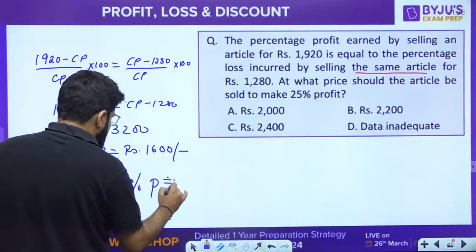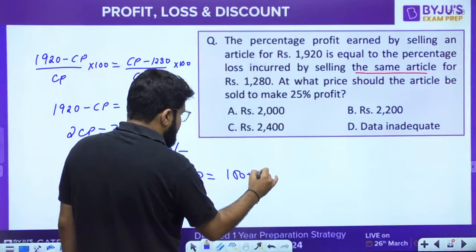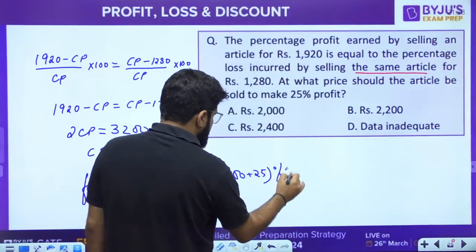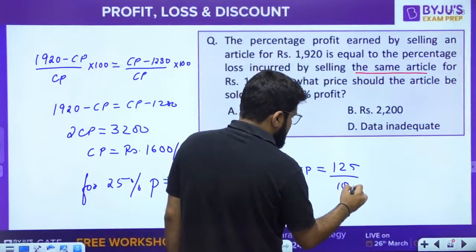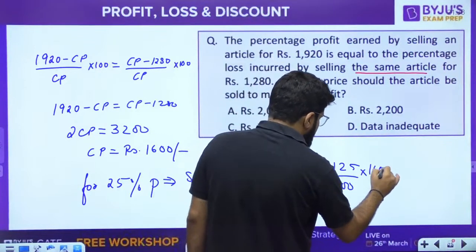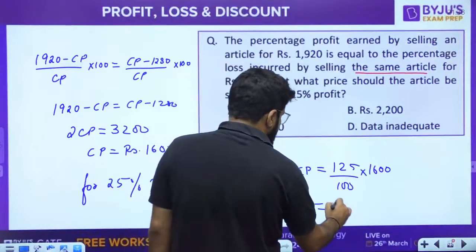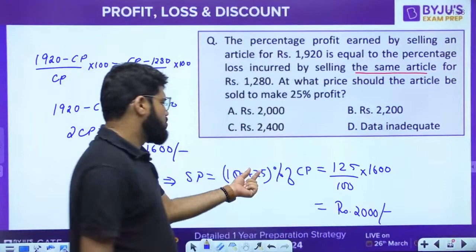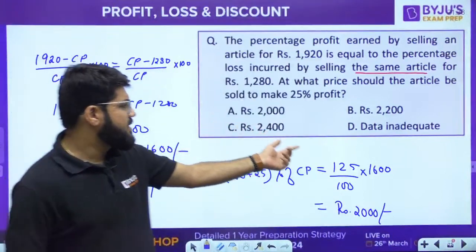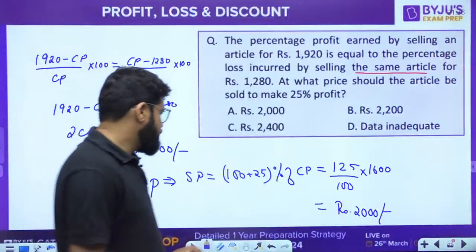For 25% profit, selling price should be 100 plus 25% of the cost price. That is 125%. 125 by 100 into 1600. 125 into 16, you just multiply, it's going to be rupees 2000. Or you can just take it like that also: 25% separately I found, of 1600, that is 400. So 1600 plus 400. Correct answer is rupees 2000.